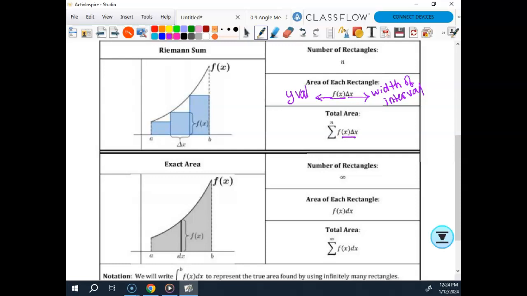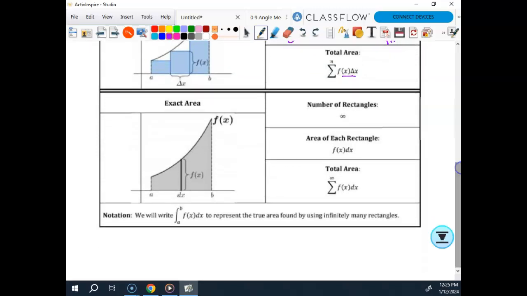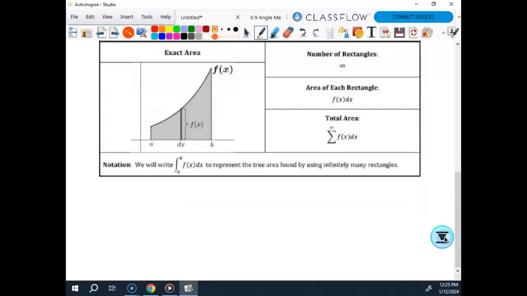That's what we're doing. Okay, so for our exact area with calculus, the number of rectangles is an infinite amount, like we just talked about. This is your change in x. Well, dx, when you do dy dx, it's the change in y with respect to the change in x, right? Well, this is just the change in x. So instead of delta x, it's just your dx that comes from dy dx. So that looks almost identical there. And then your total area is just the sum of that.